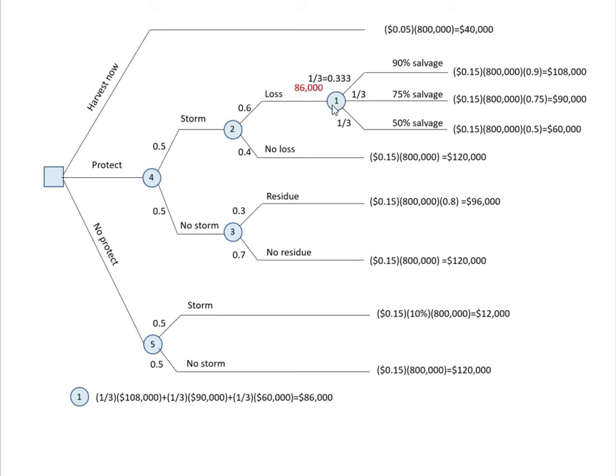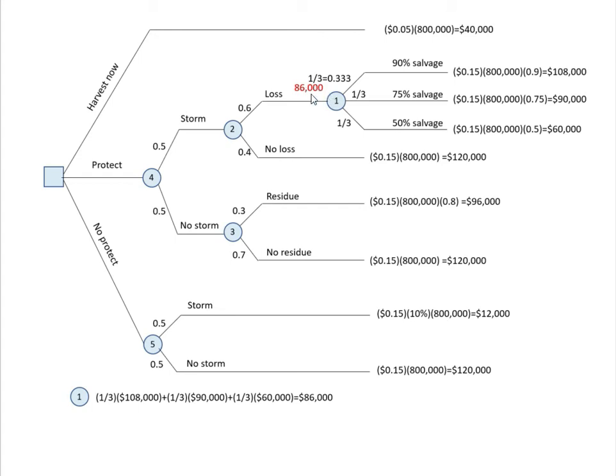Again, what does that mean? It means if he ends up here, specifically, if he chooses protecting, the storm hits, there's no loss, there's some loss, then on average, his profit is $86,000.